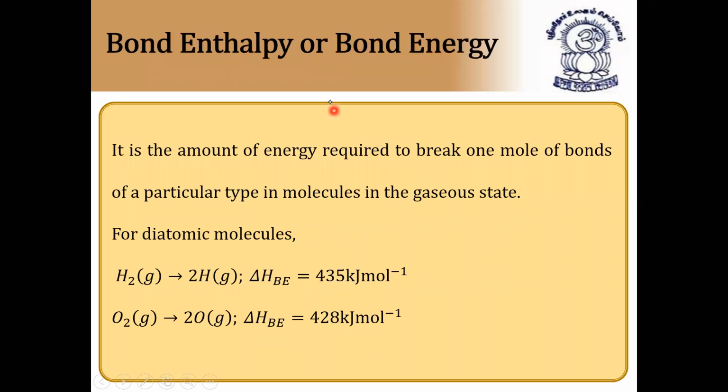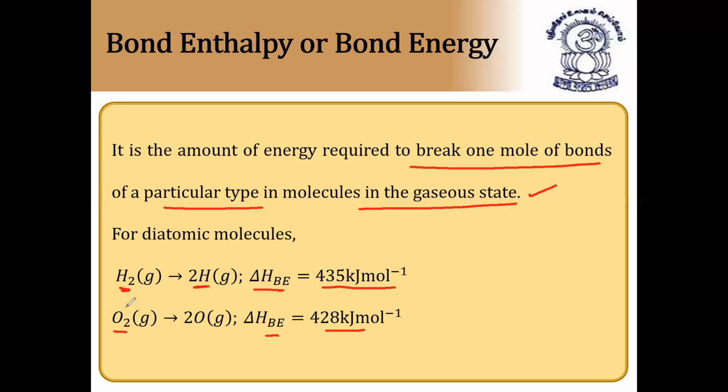Next, bond enthalpy or bond energy. Very, very important. The amount of energy required to break 1 mole of bonds of a particular type in molecules in a gaseous state is called bond enthalpy. For diatomic molecules, for the hydrogen molecule changing to two hydrogen atoms, the bond enthalpy is equal to 435 kilojoules per mole. This is a calculated value. Oxygen bond enthalpy is 428 kilojoules per mole. So to break one oxygen molecule into its respective atoms, we require this much bond energy.